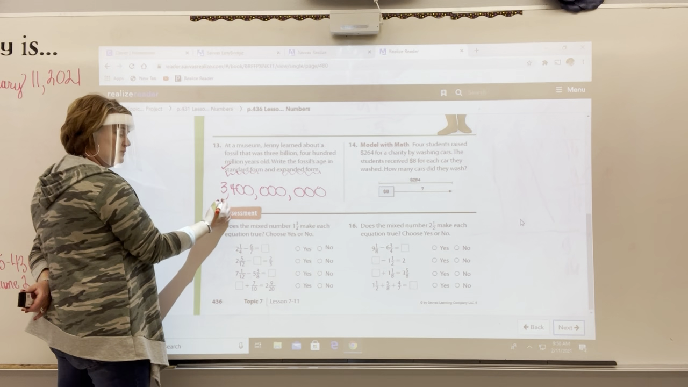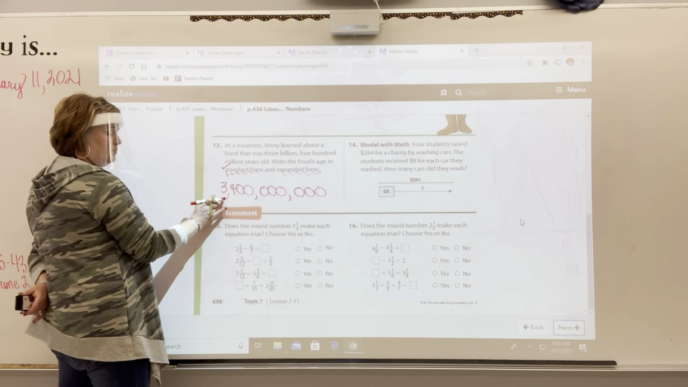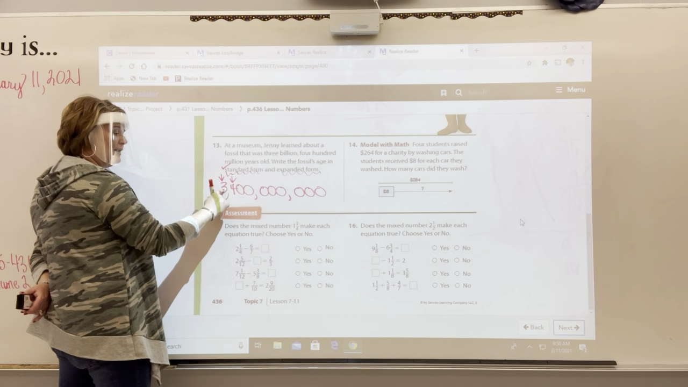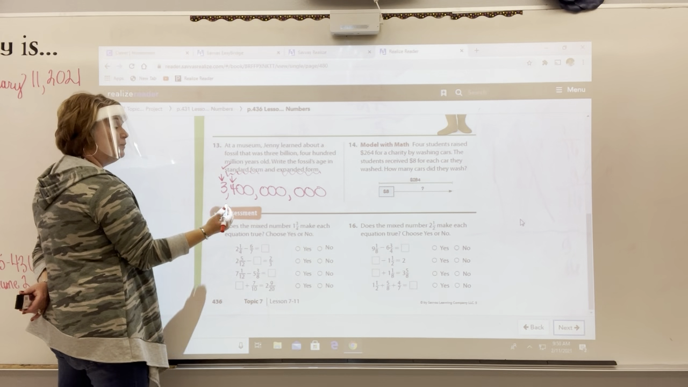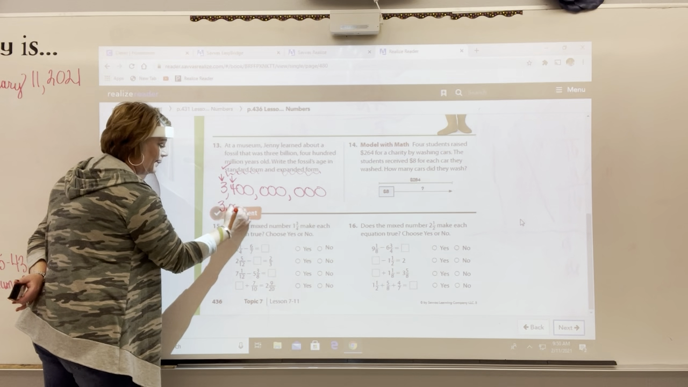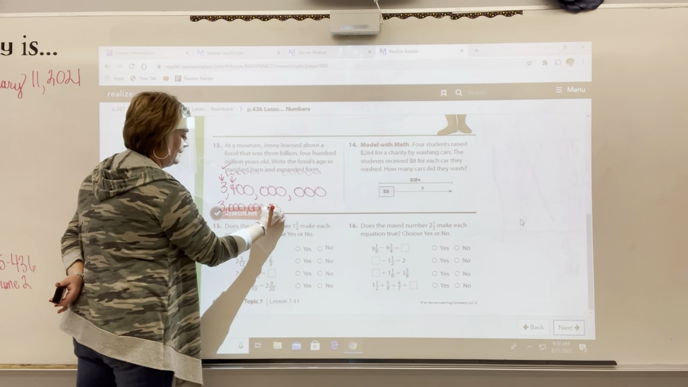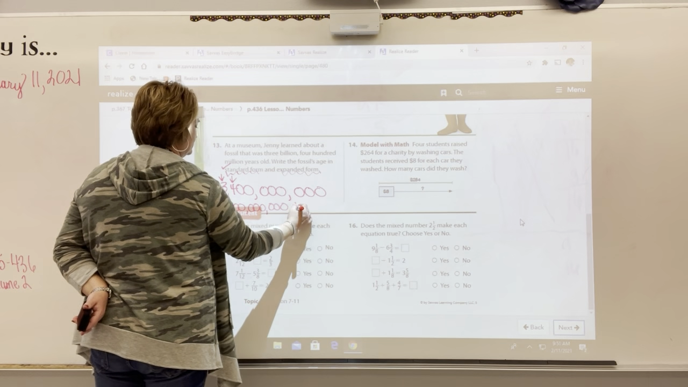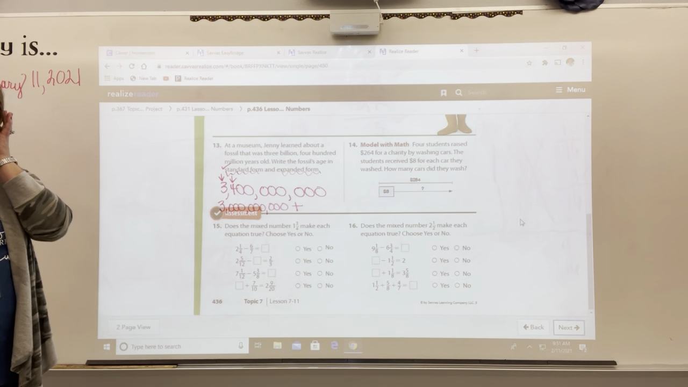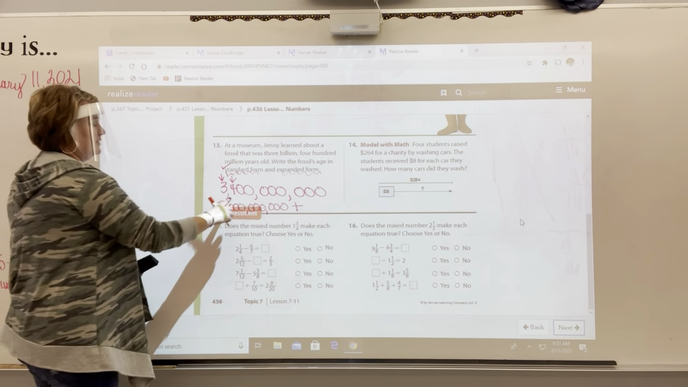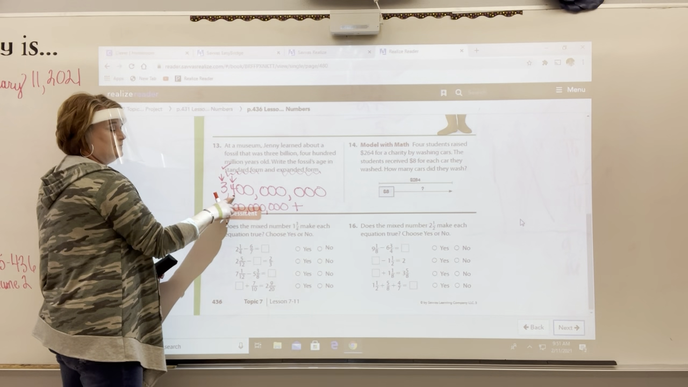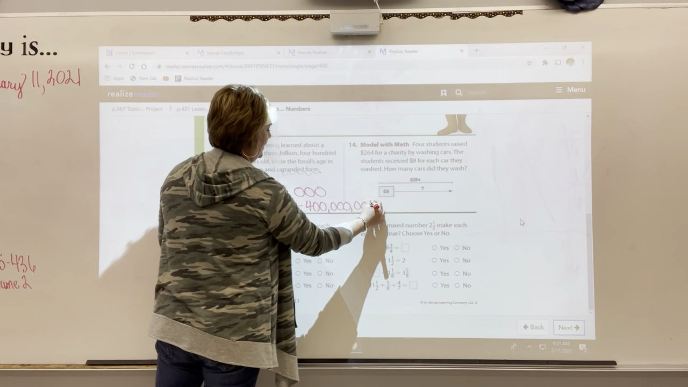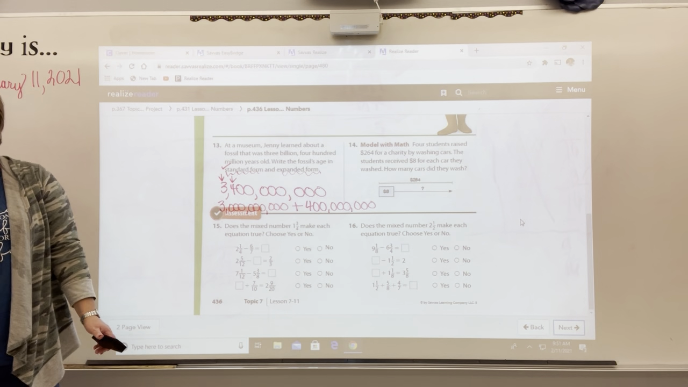Now expanded form. So basically what you're doing is you're breaking down every number. We're only breaking down that number and that number. So what is that number right there? What did you just tell me? 3 billion. So write 3 billion. That would have 9 zeros. You need 9 zeros. And what's my next number? 400 million. Then write that. You would have 8 zeros with that. Wow. And then you're done.